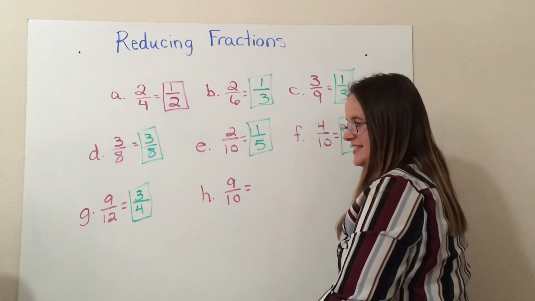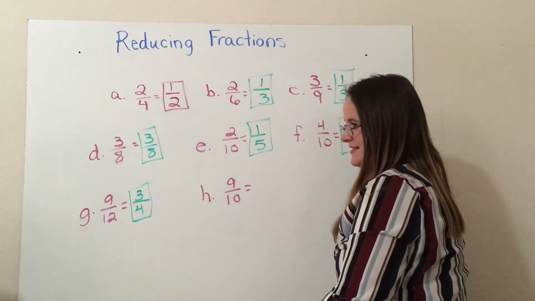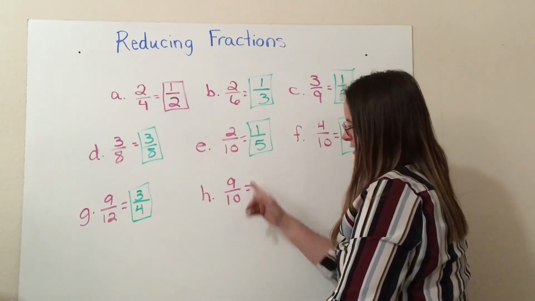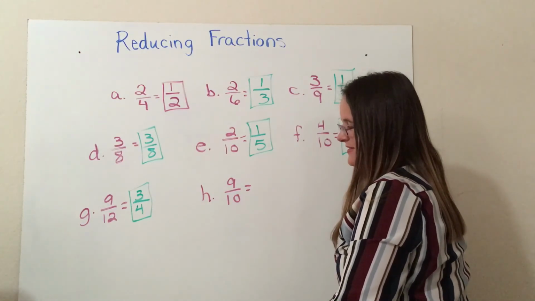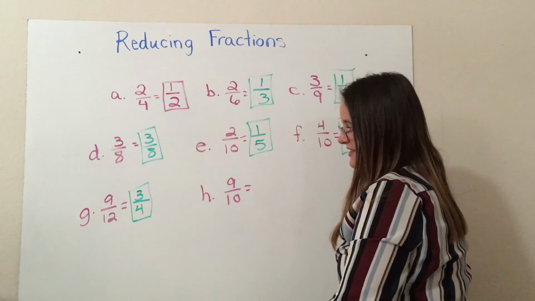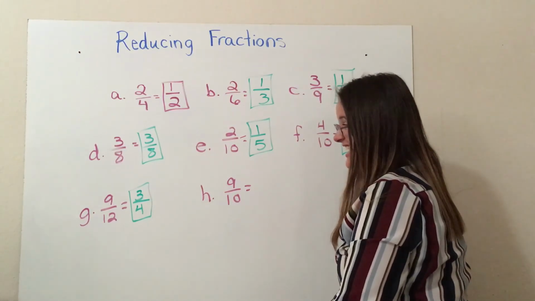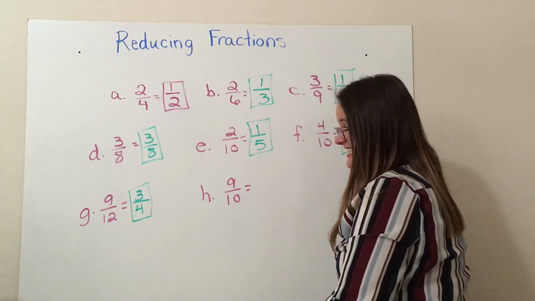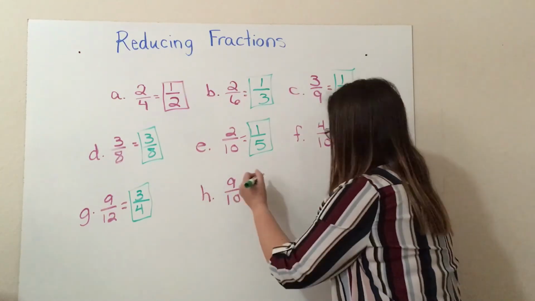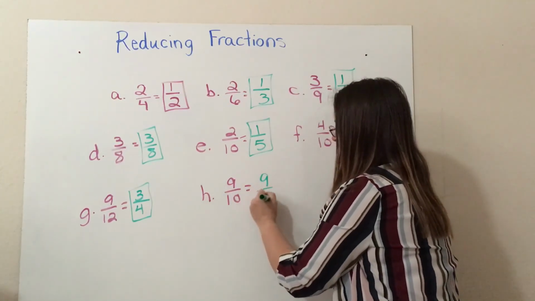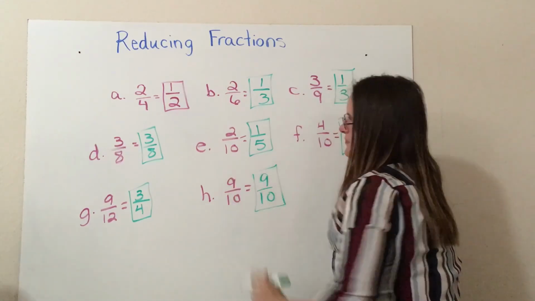And 9/10? No dividing that. No. Can I divide by 2? Can I divide by 3? 4? 5? 6? 7? 8? 9? Nope. 9/10 is 9/10. That is the simplest form.